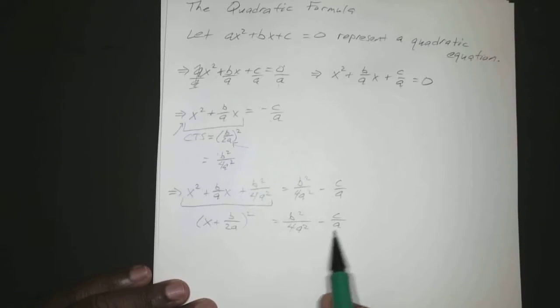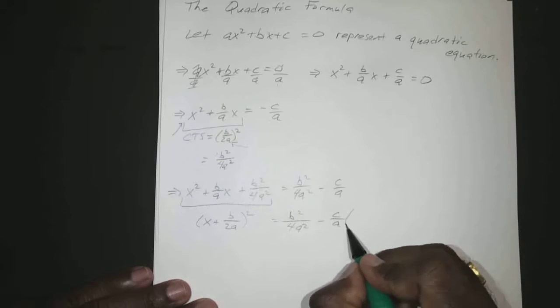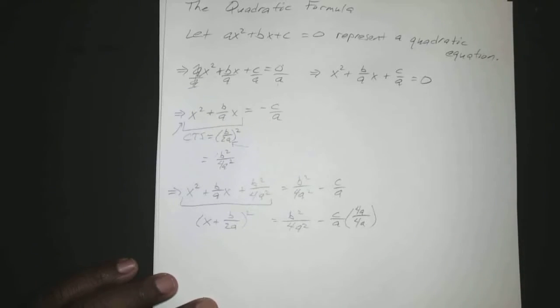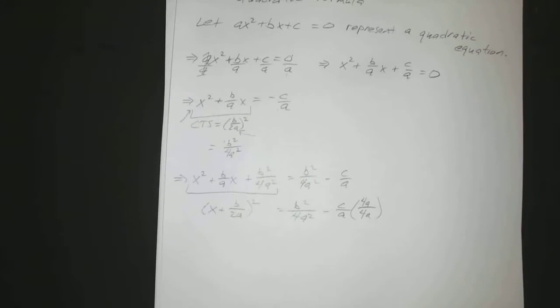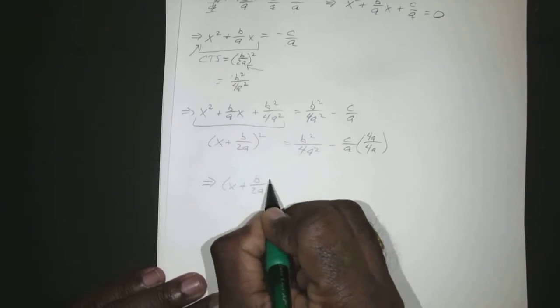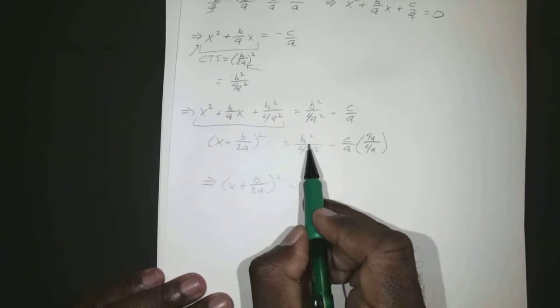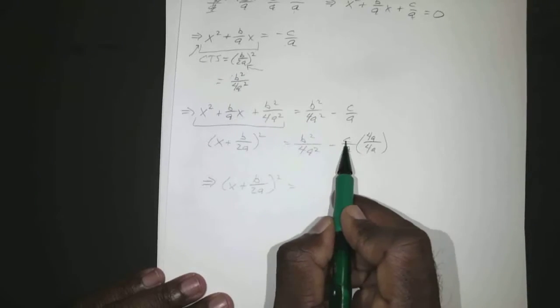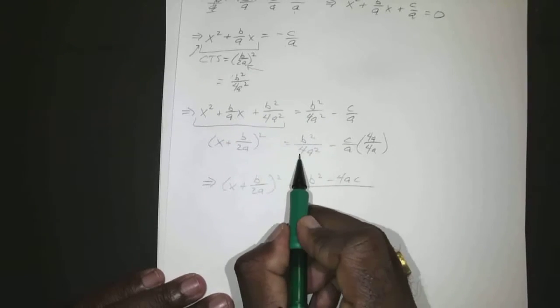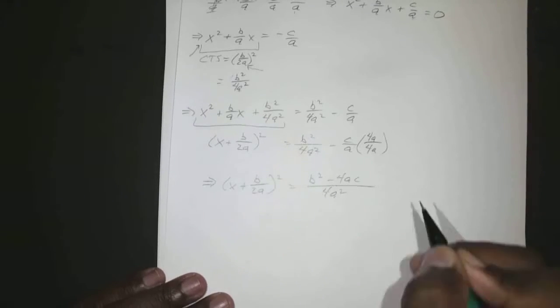Okay. So we want to combine these because it kind of looks messy that way. So we're going to multiply this particular one by 4a over 4a. Okay, so we now have x plus b over 2a squared equals b squared minus 4 times a times c, all over 4a squared. Okay, so now we're going to square root both sides.